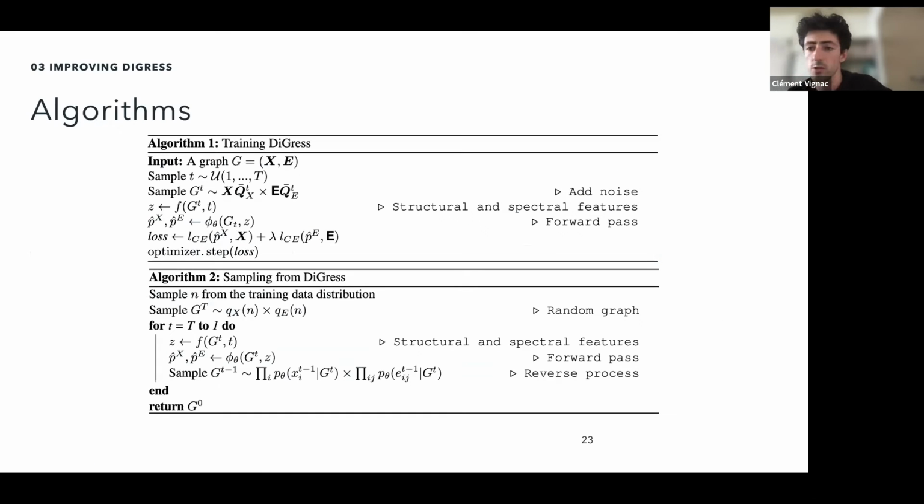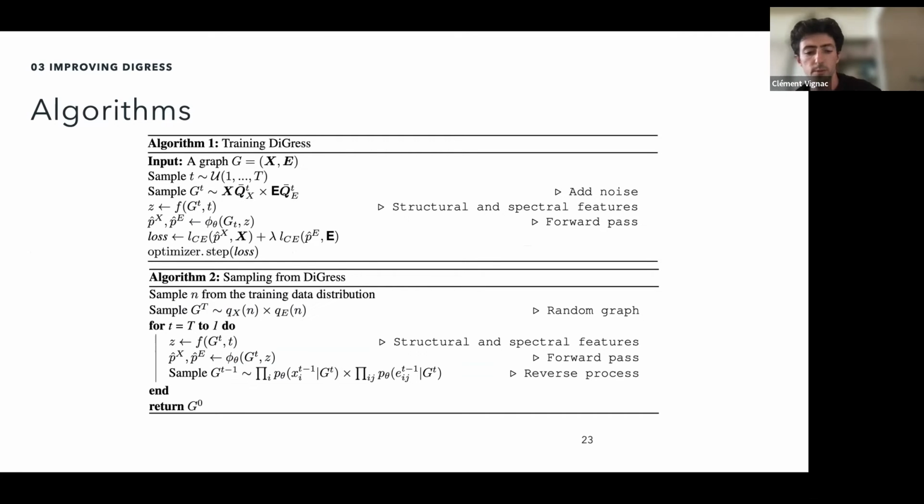Okay, so here are the final algorithms for DiGress. I'll go very fast. For training, we sample a graph, we sample a time step, we add noise, and we compute the structural features on the noisy graph. Then we give the noisy graph and these features to the denoising network that tries to predict the clean graph, and we train with cross entropy loss.